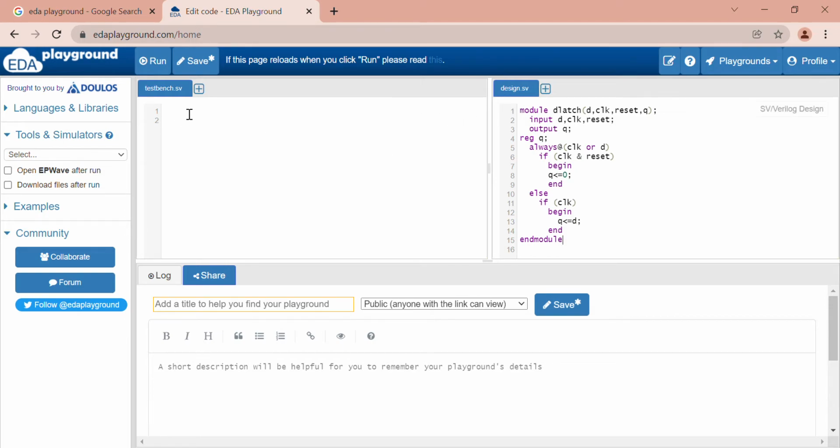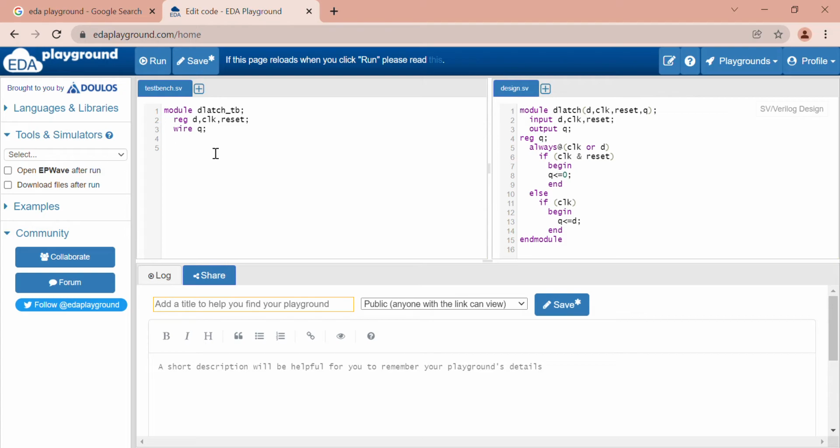Writing the test bench for the D-latch synchronous reset. Module D-latch test bench, then registers we have D, clock, reset pulse. After that, a wire for the output Q.